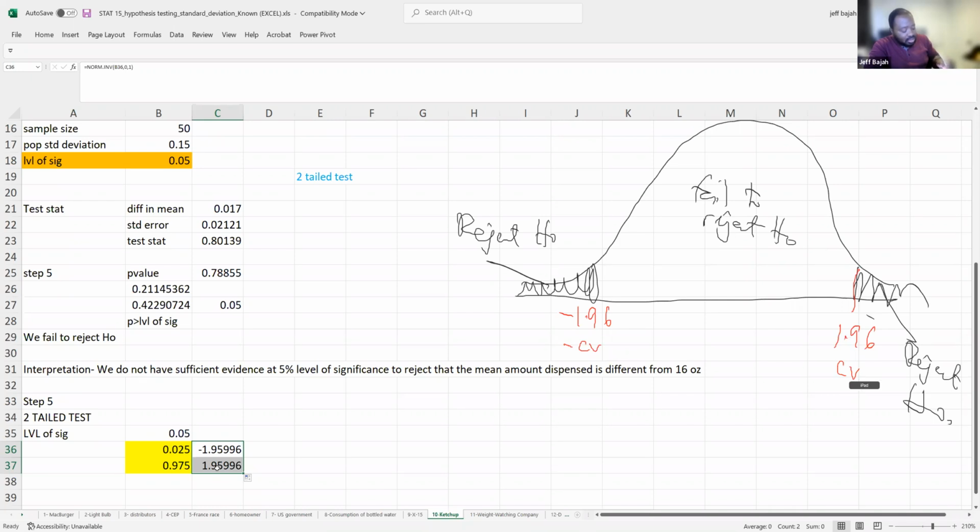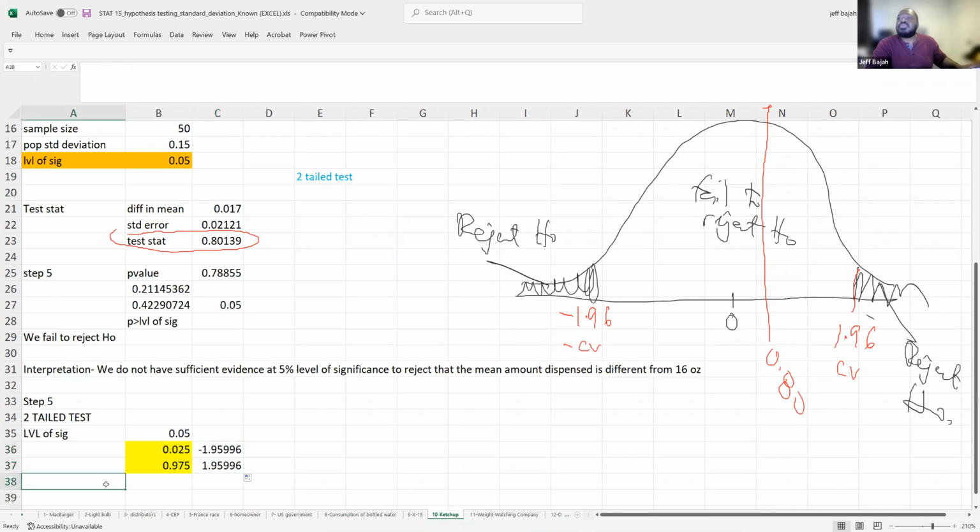So now, what's our test stat? If you look at our test stat, it told us we were at 0.80. And where does 0.80 fall? 0.80 will fall somewhere here, right? Because the mean is going to be somewhere here. So you can see it falls in the fail to reject area. So we'll just say, since the test stat falls in the fail to reject region, we fail to reject H0.